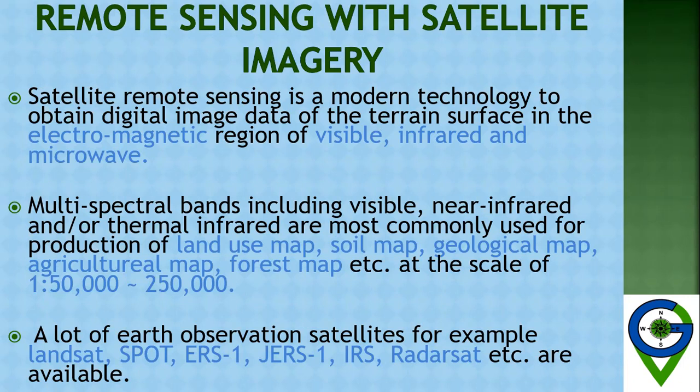There are a lot of Earth observation satellites, for example Landsat, Spot, IRS, RadarSat. RadarSat works in the microwave region. So these are all available for GIS input. The images that we take in the microwave region are comparatively costlier than the visible or infrared images.